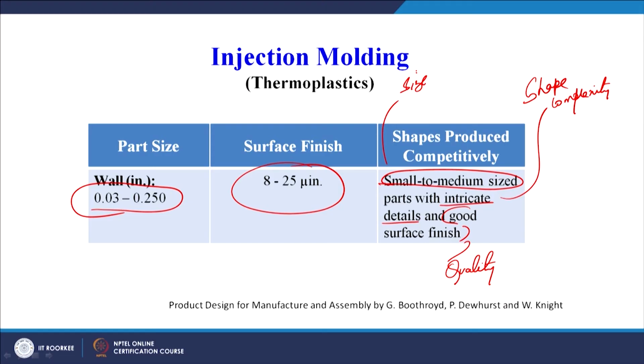So we can see that size is an important criterion, shape of the product is an important criterion, and the quality of surface finish that we desire is an important criterion. So we can see where injection molding can be used: small to medium size, complex parts where we require a very good surface finish. The surface finish range is also given, which can be easily attained using the injection molding process. Even when we are designing our part, the wall thickness range is specified; the injection molding process has the capability to produce wall thickness in this range.